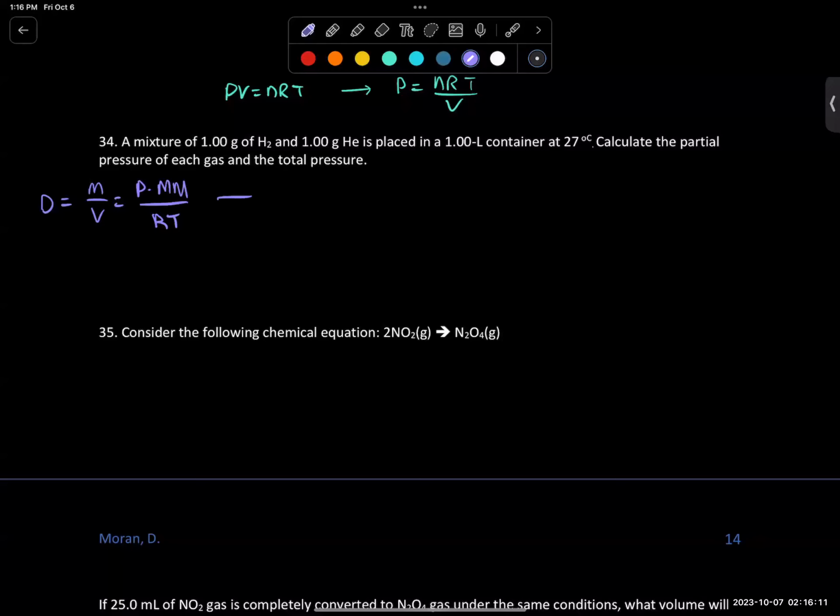So we solve for pressure, and we get pressure equals mass times RT over molar mass times volume. It's the same thing as up here, it's just that you're able to plug in all the values that you have. So in this case, for hydrogen, it would be the pressure of hydrogen equal to the mass of hydrogen, which was 1 gram.